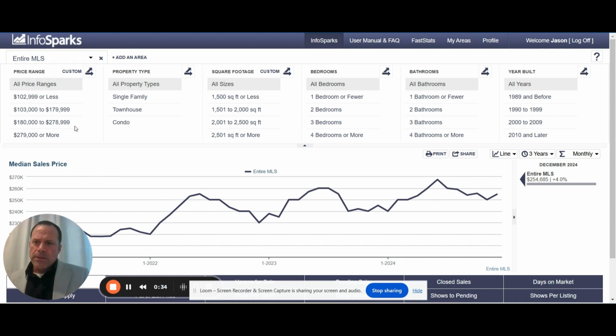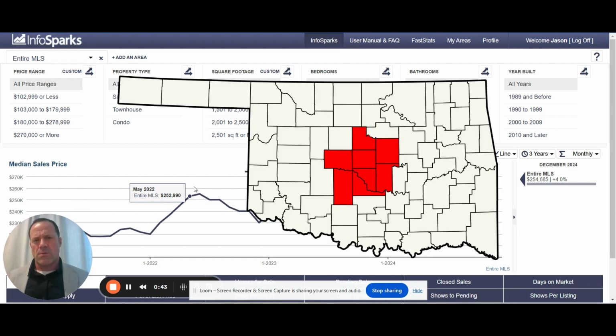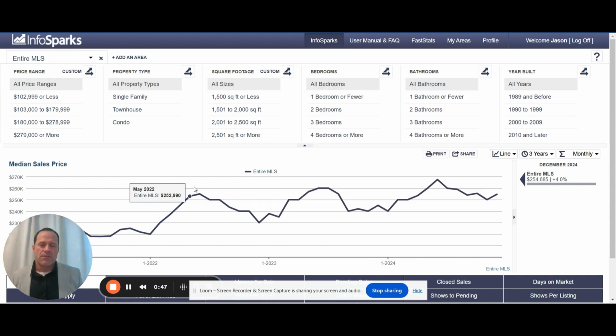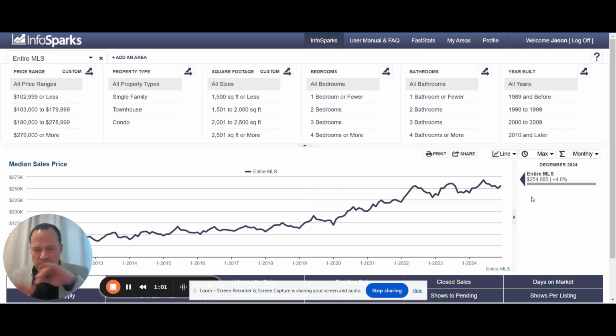So real quick, we're going to look at the entire MLS, which is basically the major Oklahoma City metropolitan area, which covers a large swath of territory. The territory that I cover in particular ranges from Edmond down to Noble, from El Reno over to Shawnee. We're talking a huge geographic territory with a huge data set. When I'm looking at metrics, I like to look at the max. I don't like to zoom in on the micro trends. I like to look at the macro trends.